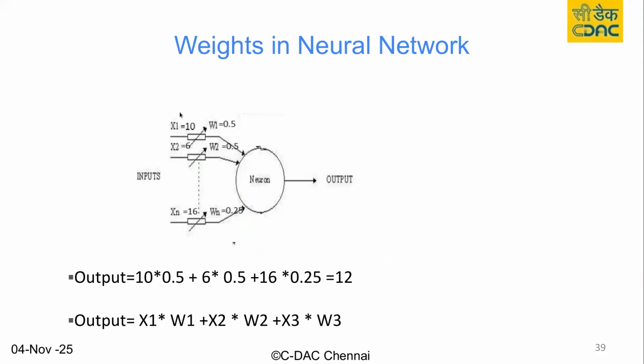To visualize a mathematical neural network, let's see this picture where the inputs are 10, 6, 16 and the weights are 0.5, 0.5 and 0.25. If I apply this concept of sigma wi xi, this will be 10 into 0.5 plus 6 into 0.5 plus 16 into 0.25, equal to 12, so the output is 12. If it is greater than the threshold 10, then the neighboring neuron gets fired. That's how they made this mathematical model imitating the human brain neuron.